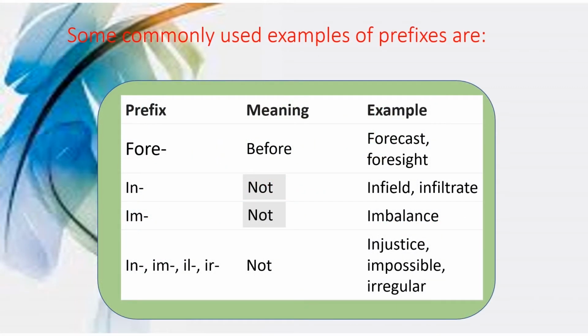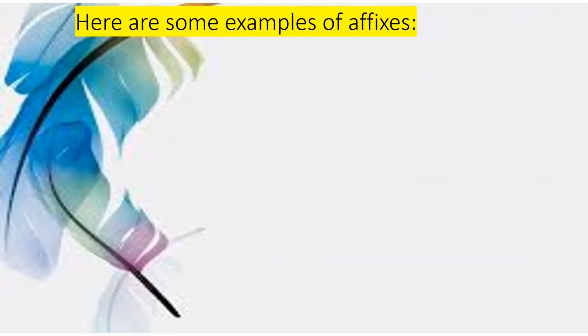Some commonly used examples of prefixes, with their meanings and examples. Fore means before, for example, forecast, foresight. In and im mean not, for example, infield, infiltrate, imbalance, injustice. Then we have in, im, il, ir, which mean not. Examples: injustice, impossible, irregular. Here are some examples of affixes with their meaning.